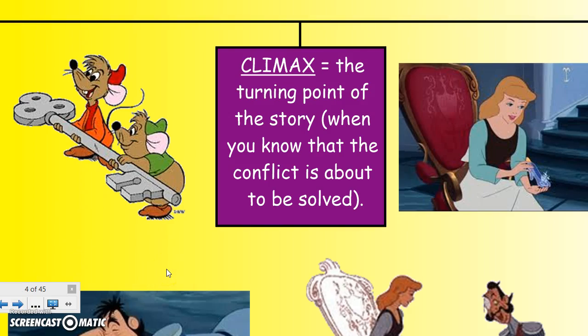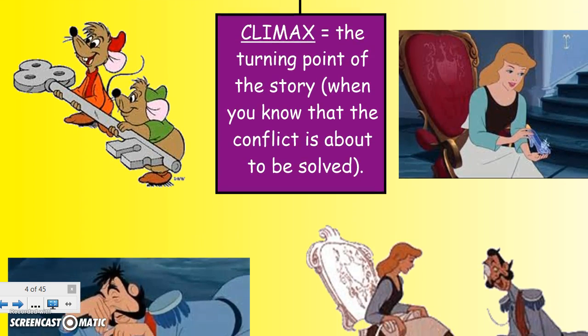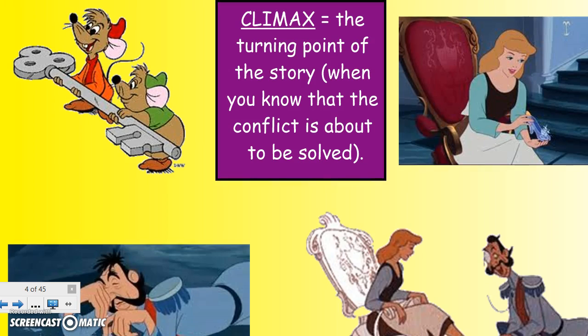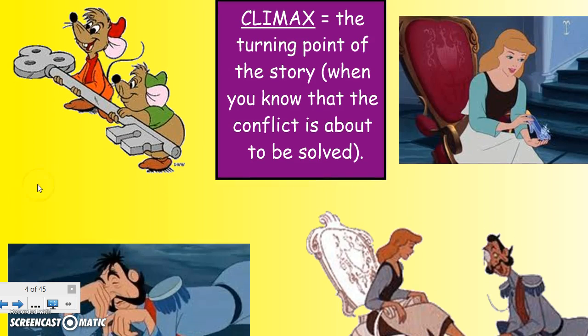Now, the climax is the turning point of the story. This is when you know that the conflict is about to be solved. So in Cinderella, the climax comes when Cinderella is let out of the attic by the mice who steal the key, and she comes down to try the shoe on. Even though the footman is tripped and breaks the glass, when she pulls out the glass slipper, we know that her problem is about to be solved because everyone's going to know who she is.